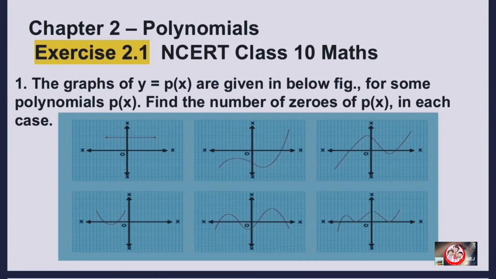Now we solve Exercise 2.1 of the NCERT book of class 10. There is only one question. There are 6 different types of graphs, and we have to find the number of zeros of the polynomial p(x) in each case. As we all know, the total number of zeros of any polynomial equation is equal to the total number of times the curve or the polynomial graph intersects the x-axis.